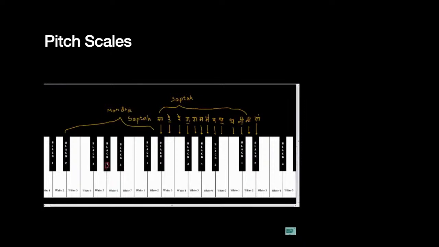Generally for females, their scale or pitch is Kali Char or Kali Paanch, that is, their middle octave starts from black 4 or black 5. For men, it is generally Kali Ek or Kali Do, meaning their middle octave starts from black 1 or black 2. So in Indian classical music, each person can thus choose their pitch according to their comfort level.